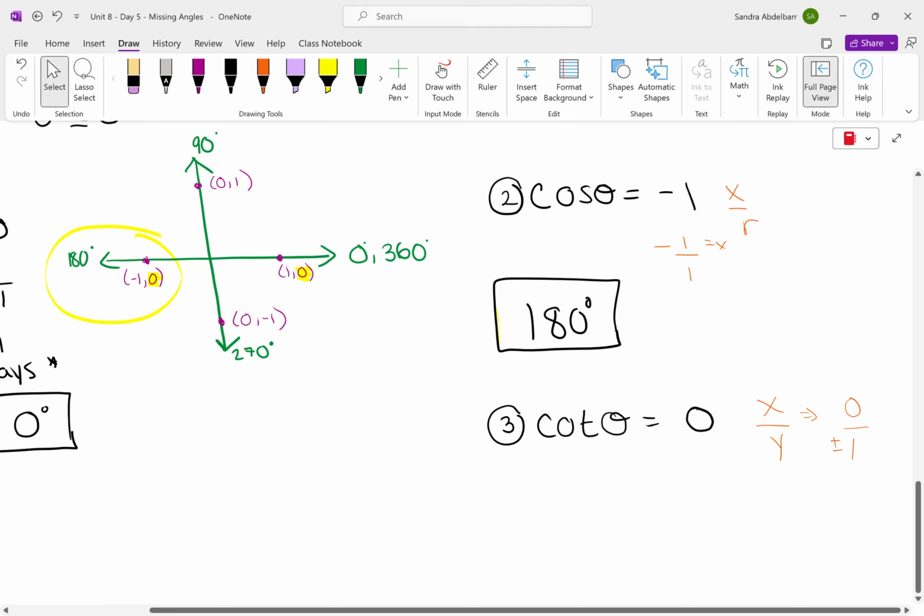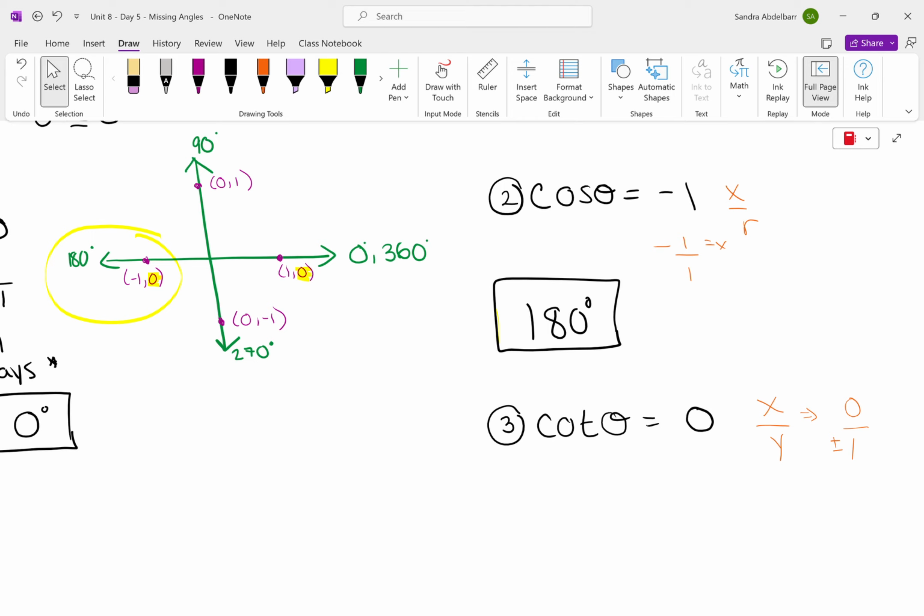I'm so confused. Why are you confused? X just has to be 0. Y doesn't matter. No, y can't be 0. Well, yeah, but on the unit circle, they won't both be 0. You're right. So it just has to be the top of the box. Mm-hmm. 90 and 270. That's cool. I like that.